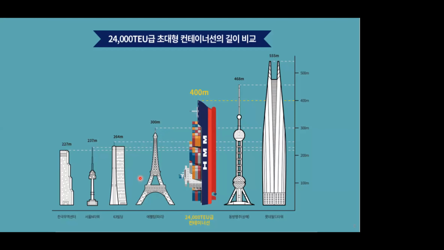It would be interesting to compare the length of this largest container ship with big famous structures we can see worldwide. In terms of length, it's bigger than the Eiffel Tower in Paris, a little bit smaller than the Oriental Pearl Tower in Shanghai. If compared with a soccer field, about 4 times as big as a soccer field.